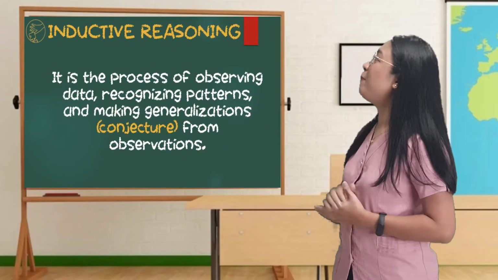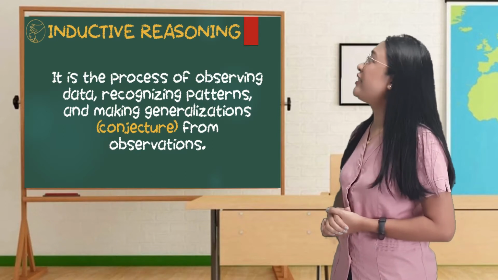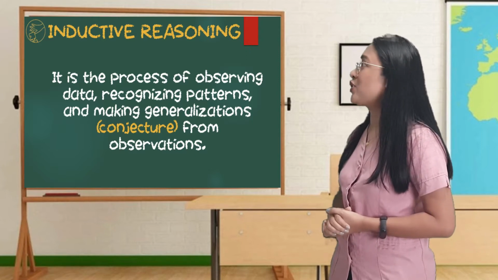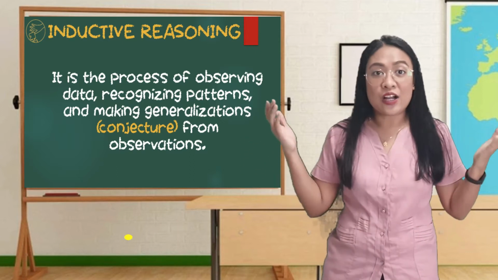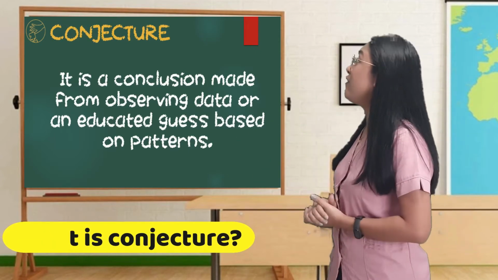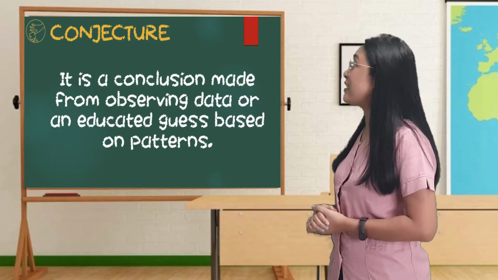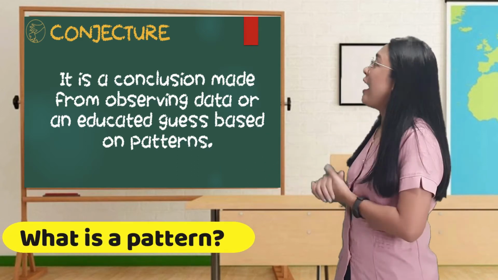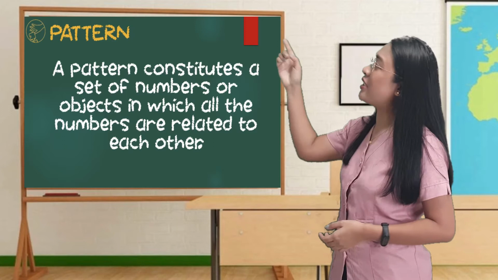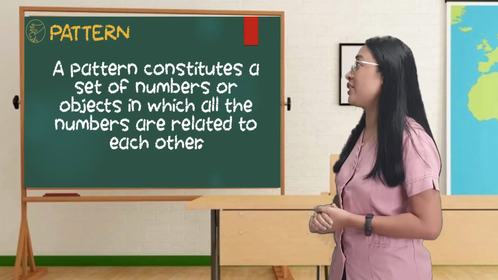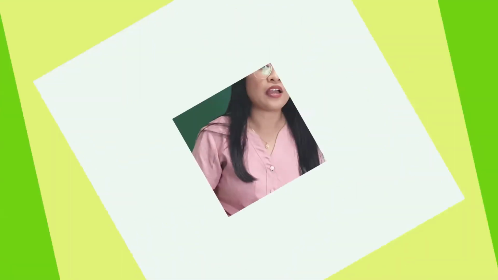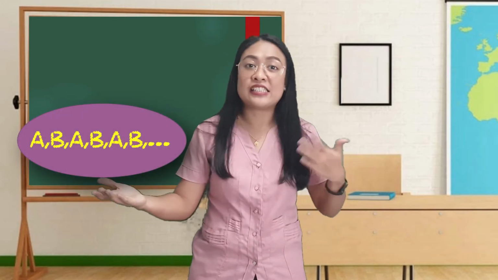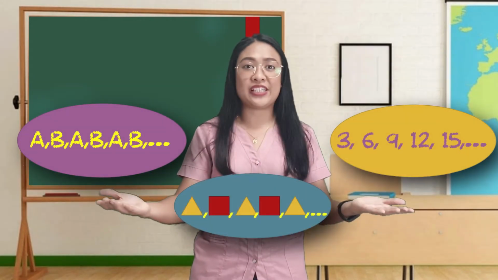Inductive reasoning is the process of observing data, recognizing patterns, and making generalizations or conjecture from observations. A conjecture is a conclusion made from observing data or an educated guess based on patterns. But what is a pattern? A pattern constitutes a set of numbers or objects in which all the numbers are related to each other. For example, patterns can be set of letters, set of numbers, or set of objects.